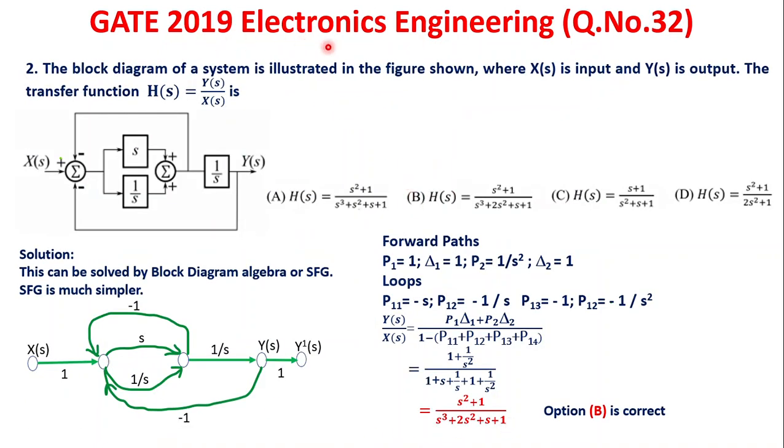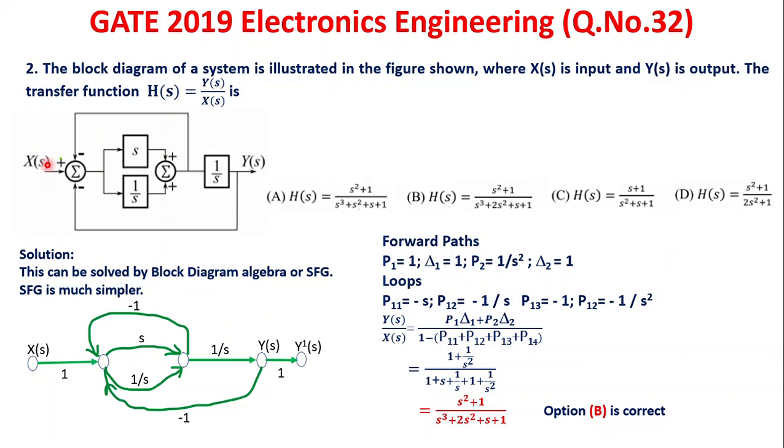Second problem, it is taken from GATE 2019 Electronics Engineering. The block diagram of a system is illustrated in the figure shown, where X(s) is the input and Y(s) is the output. The transfer function H(s) = Y(s)/X(s) is what?